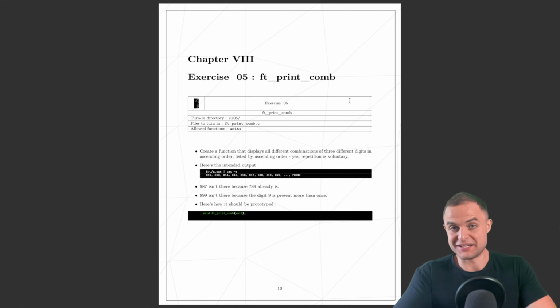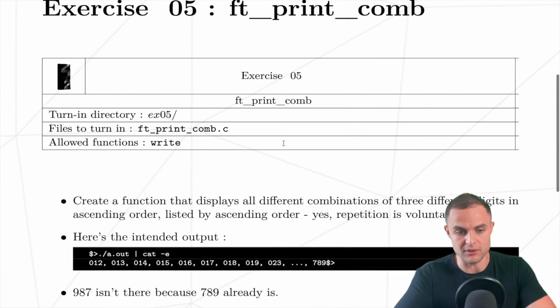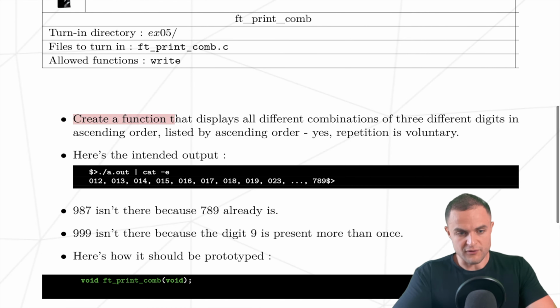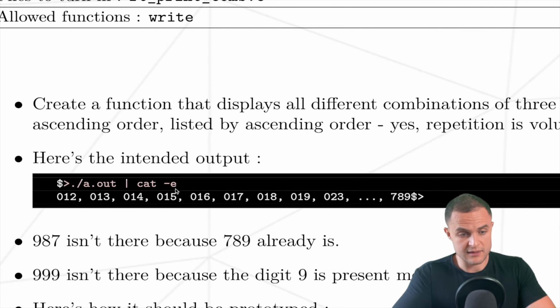Okay, my dear, today we descend into the abyss of code and the piscine with our first serious exercise, which is ft_print_comb. So we have to create a function that displays all different combinations of three different digits in ascending order, listed in ascending order. And this is the output I want in my terminal.